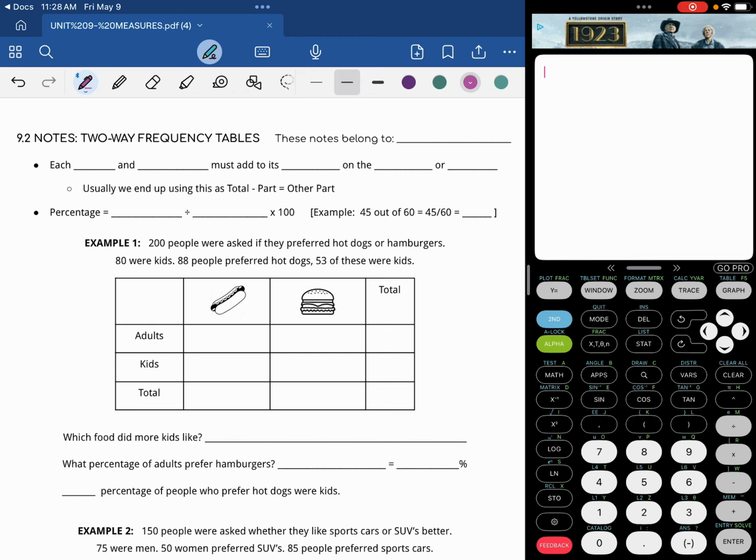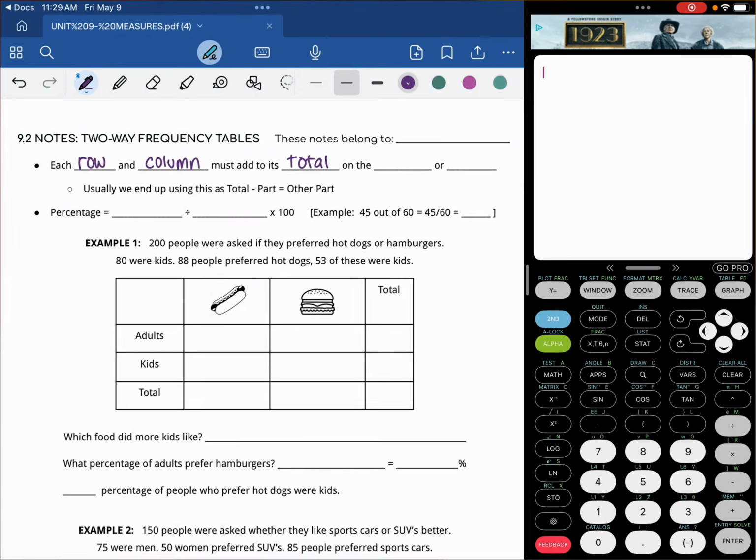So what we're talking about today is something called two-way frequency tables, and it's because there's two types of variables. For example 1, that's going to be adults versus kids, and then hot dog versus hamburger. So when you have two different types of things you're looking at, then you need a two-way frequency table. And the most important part about a frequency table is that each row and each column should add to the total, which is located on the right side or the bottom.